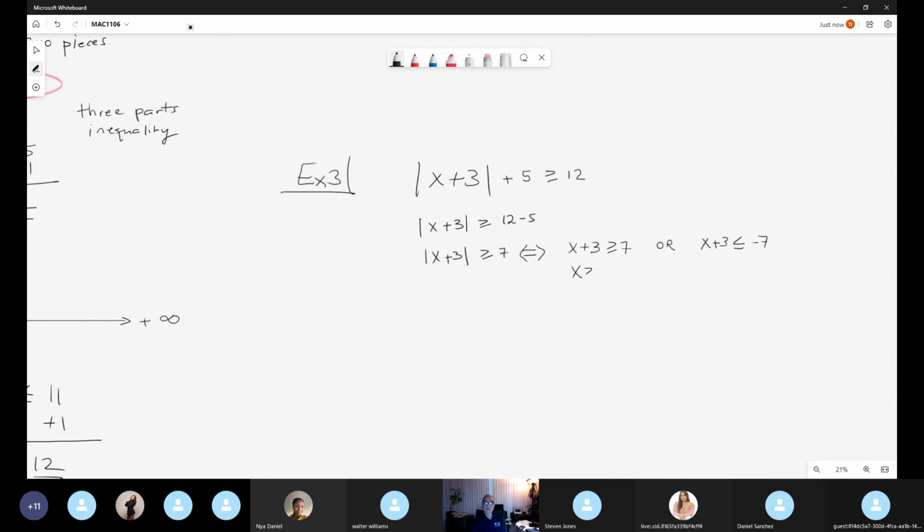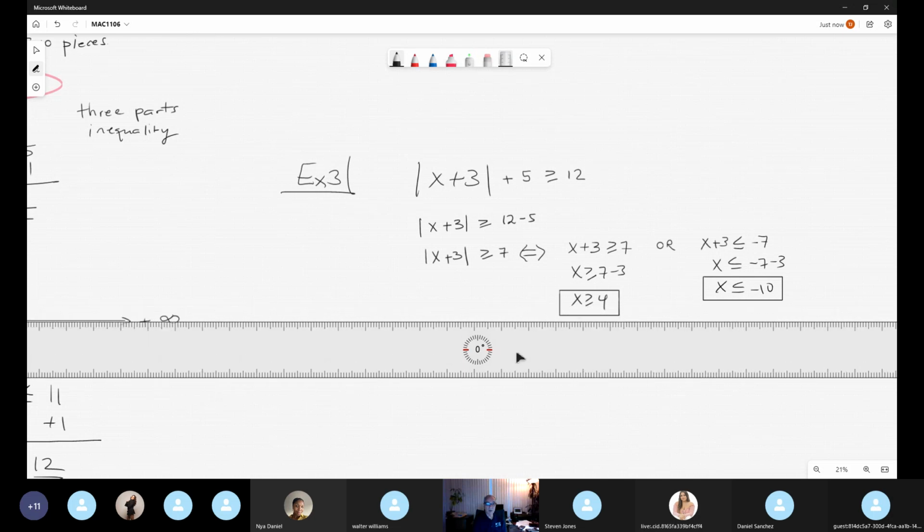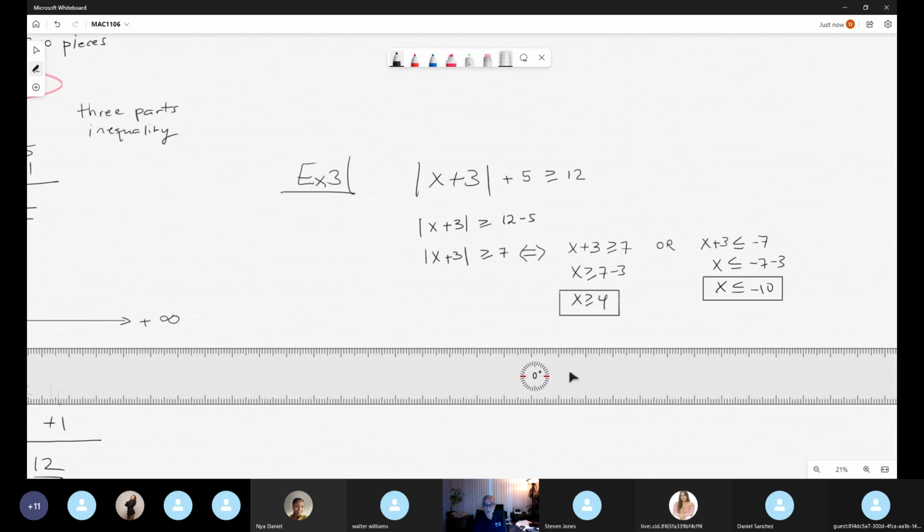You solve: x greater than or equal to 7 minus 3 is 4. Cool. This is my first piece of the solution. And my second piece is x less than or equal to minus 7 minus 3 is minus 10. Okay, I am ready to represent it graphically because I need to understand this much better. Now when you have practice, it's not necessary to do that. Well, it's the first example, no?